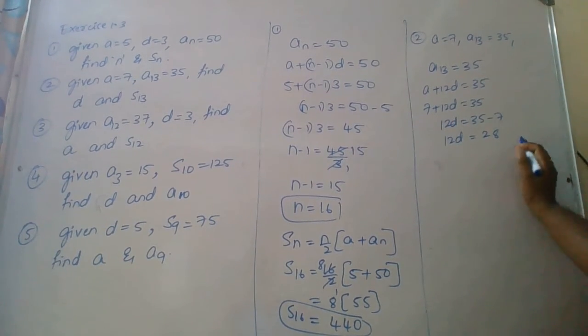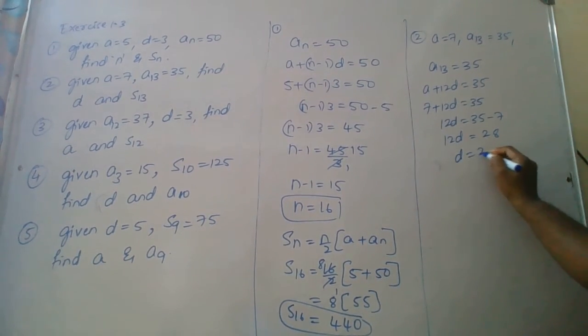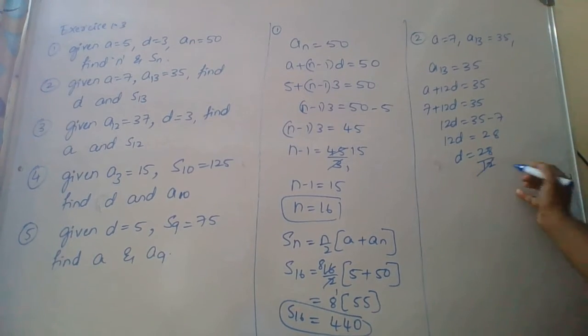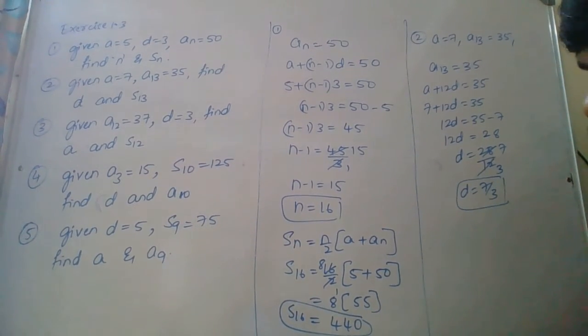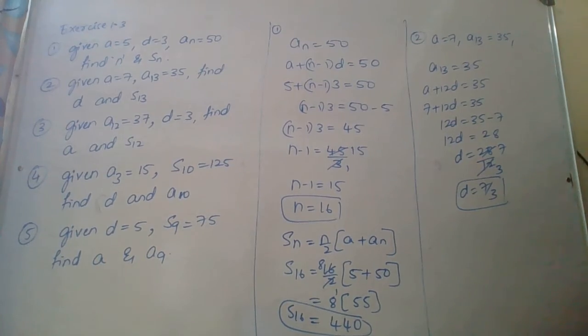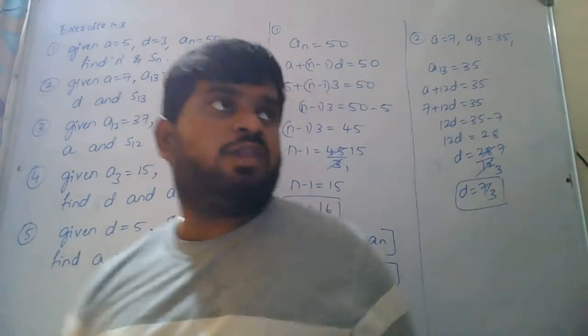Therefore 12D is equal to 28. Therefore D is 28 by 12. 4 3s are 12, 4 7s are 28. Therefore the D value is 7 by 3. So A13, the 13th term, is given as 35. So we use that and we got the value of D.